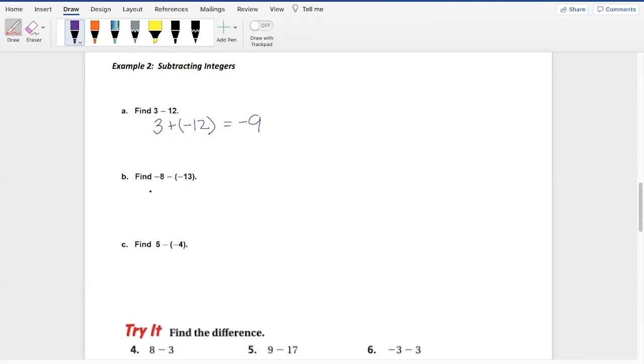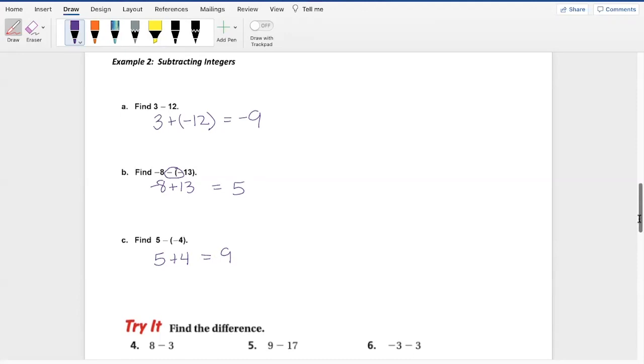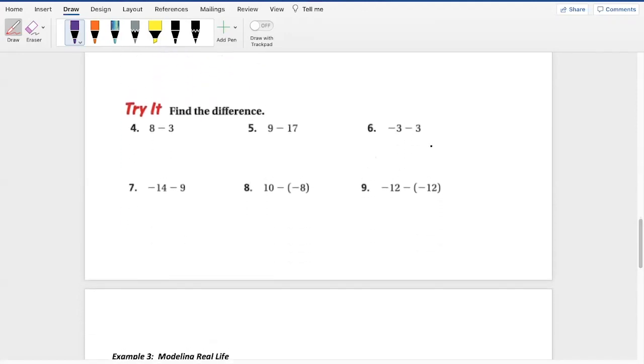If I rewrite B, -8, that's going to turn plus. There's my subtracting a negative is the same as adding 13. Find the difference between the two because they are different signs. So 5, more positive, my answer is positive. And this one we could rewrite as 5 plus 4. Overall, get 9. All right, we have lots to try on your own down at the bottom. So if you want to pause those and give them a try, and then we'll go over those.